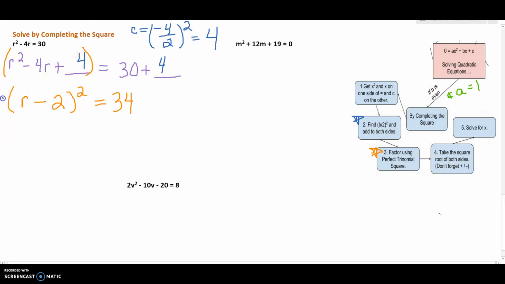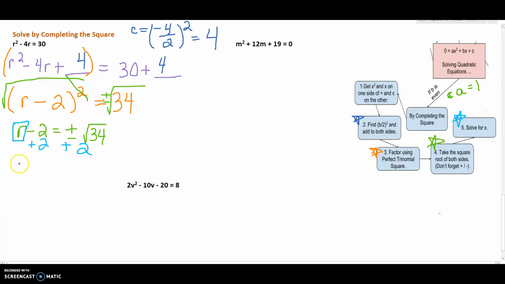And we remember from our first method, if I take the square root, I have to do plus or minus the square root over here. So I end up with the square root cancels the square. So I get r minus 2 equals plus or minus radical 34. And I still need to get this r alone. So the square root portion is that step. And then our last step is to solve for the variable. So I need to get r alone. So I'm going to add 2 to both sides.